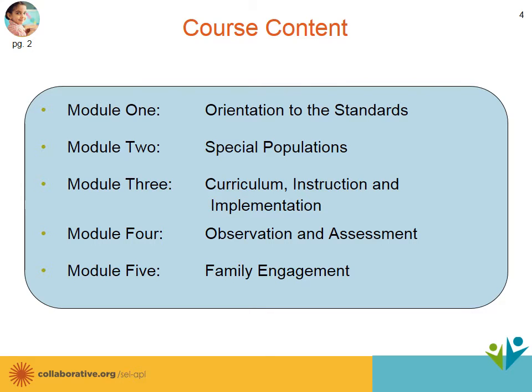Module 3, Curriculum, Instruction, and Implementation, is designed to look at the standards specifically in the education setting, implementing them in the education setting, and individualizing the needs of children in SEL and APL development. Module 4, Observation and Assessment, looks again at the individual needs of the child and how to use observation and formative assessment to understand these needs in order to best support the child. In the final module, Module 5, Family Engagement, we address the importance of forming equal and strength-based partnerships with families to work together to support children's SEL and APL development.